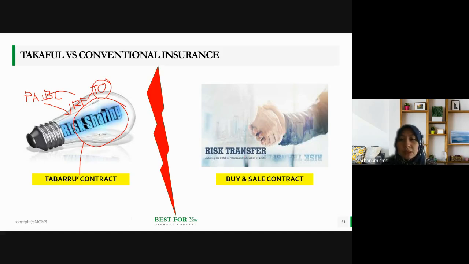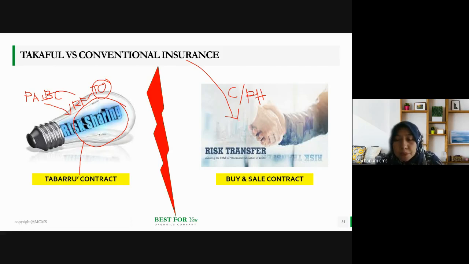So how about risk transfer? Risk transfer is practiced by conventional insurance. Conventional insurance transfers the risk from the customer, who they call the policy holder. I draw this time not using the mouse pad. Here, we call the customer a participant because they participate in the tabarruk contract. There, we call them a policy holder because they hold their policy.